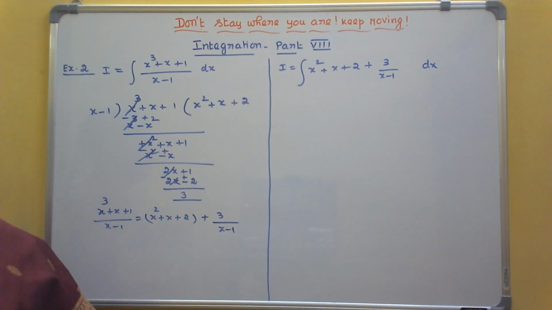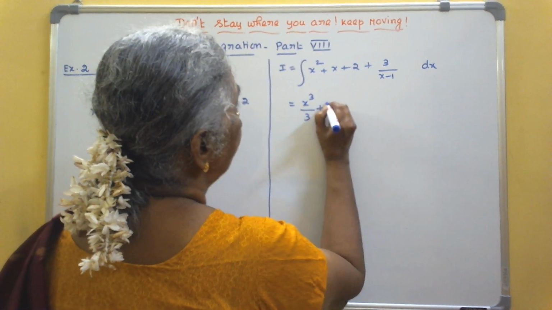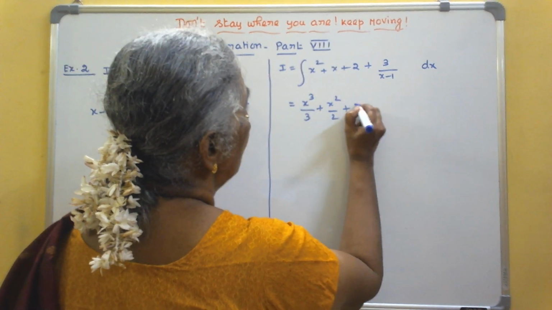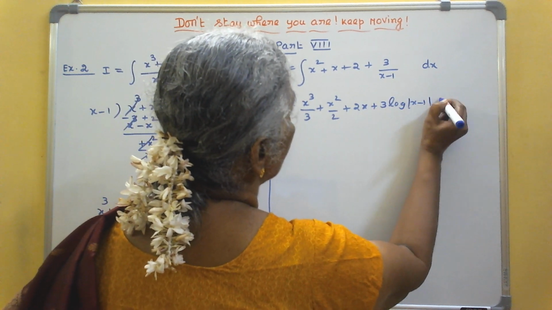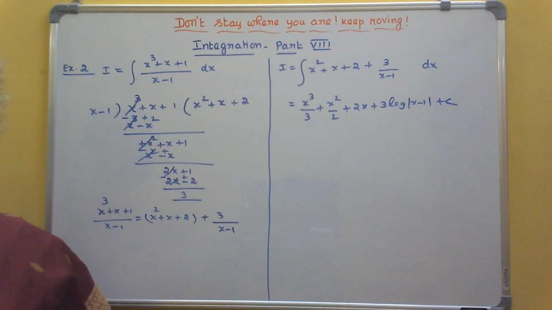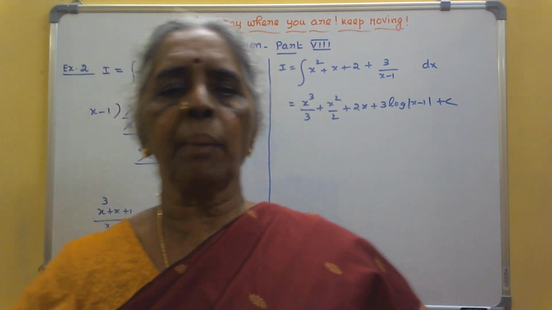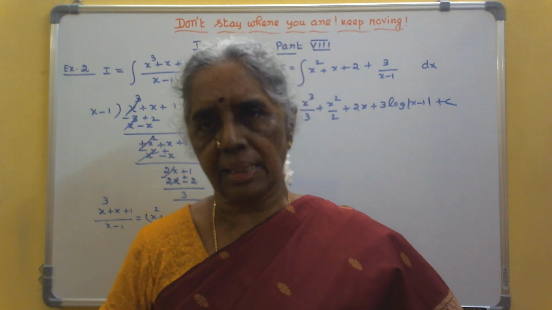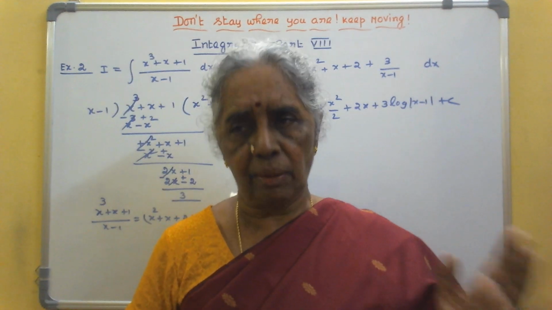You know, all the terms are easily integrable. Straight integration is possible. So now let us start integrating. X cube by 3 plus x squared by 2 plus 2x plus 3 log mod x minus 1 plus c. Okay. So once you know the way, that is first division, then expressing it as quotient plus remainder by divisor, then the rest is easy only. So hope you understand the two examples I have given you.